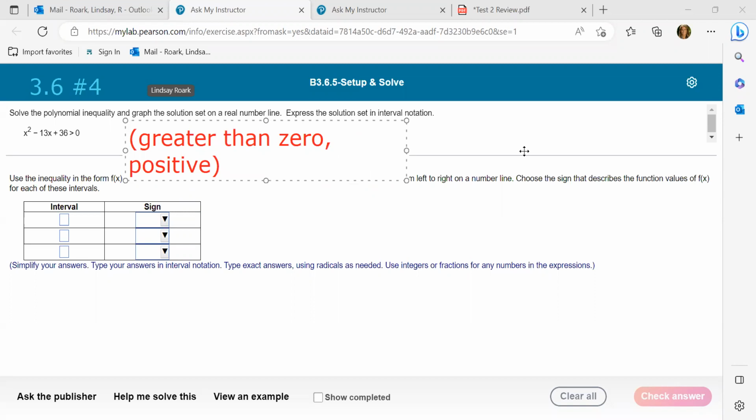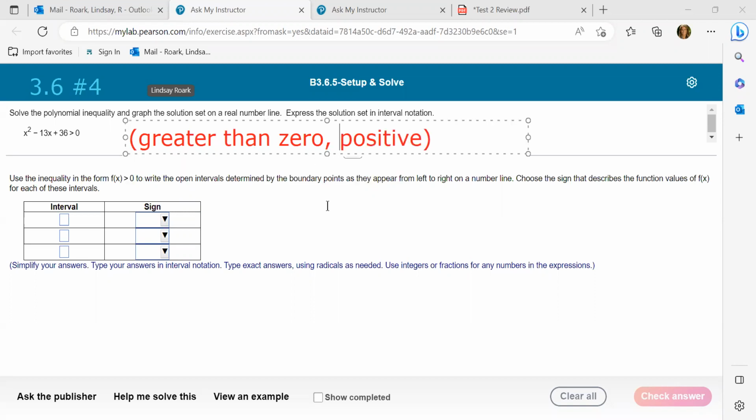So first things first, it says, use the inequality in the form f of x is greater than 0 to write the open intervals determined by the boundary points as they appear from left to right on the number line. Choose the sign that describes the function values of f of x for each of these intervals. Whew, I know that's very wordy. So what they want us to do first is the first part of what you're asked to do on the notes or the homework. First it will ask you for the boundary points.